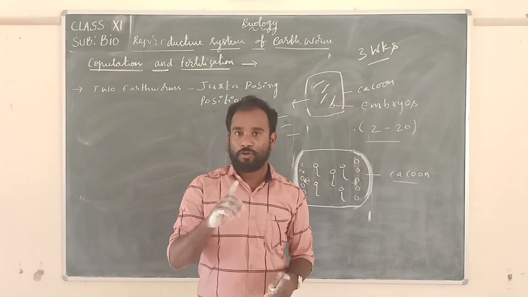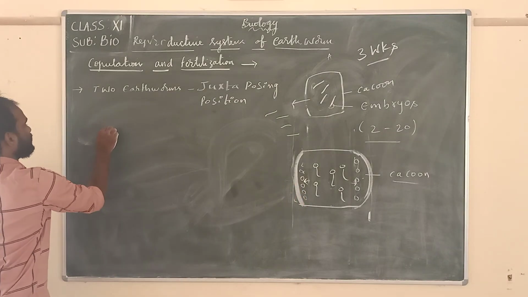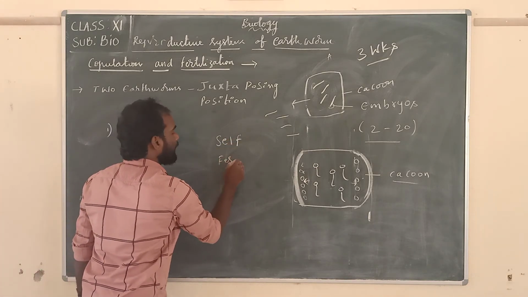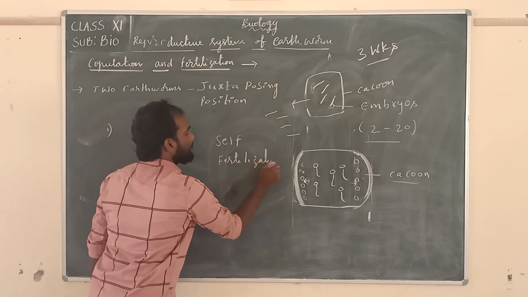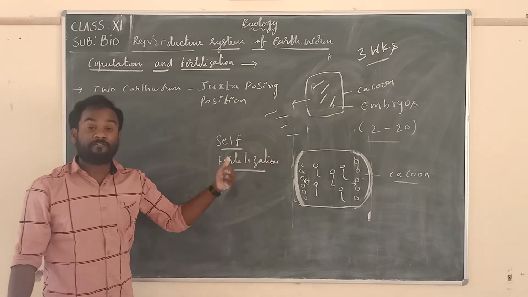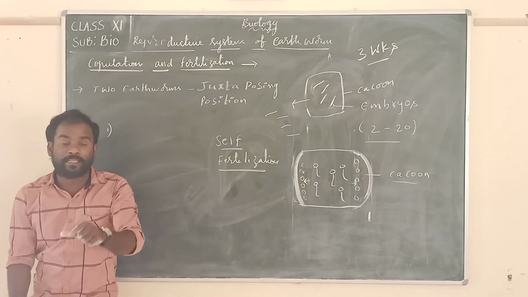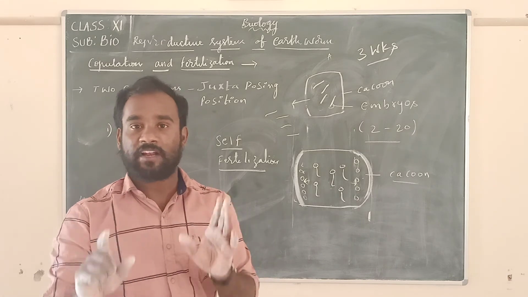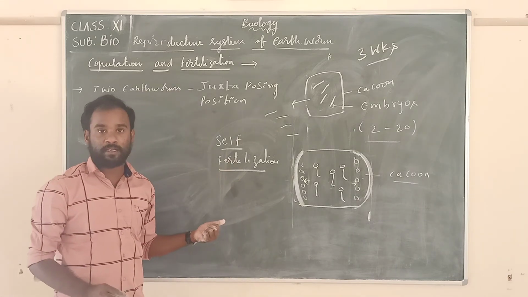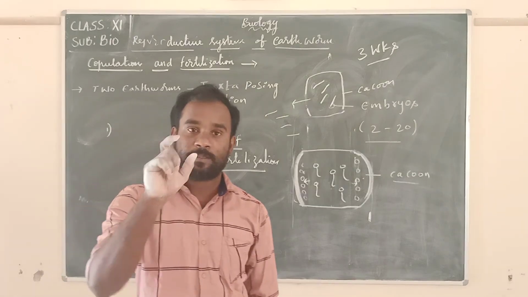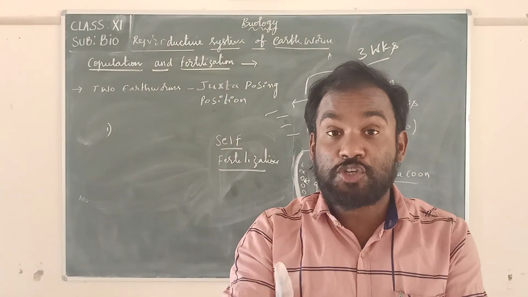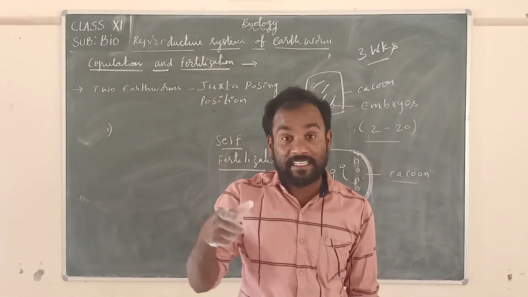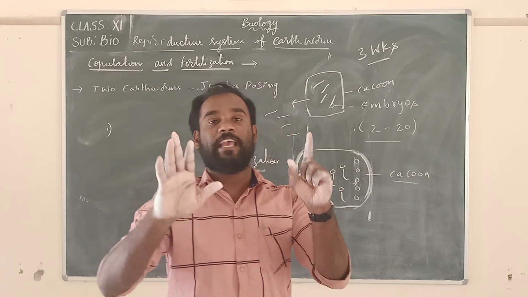What is the requirement? The first reason is for self-fertilization to occur. Self-fertilization means sperm of the same earthworm fuses with egg of the same earthworm. For self-fertilization to occur, there is one condition. That is, sperms and eggs must mature at the same time.